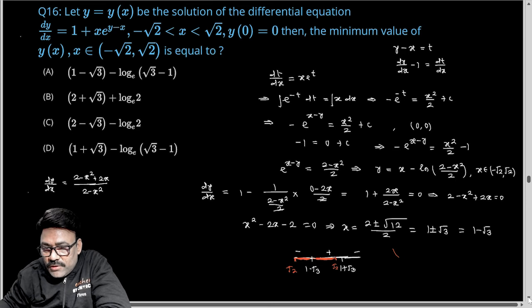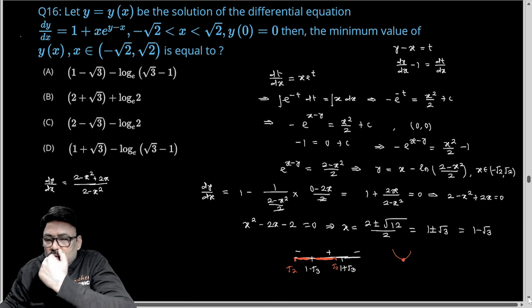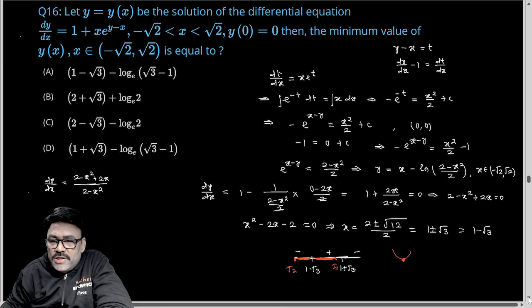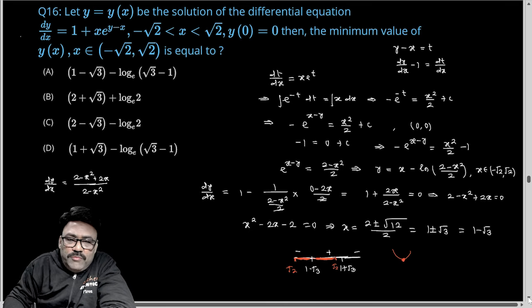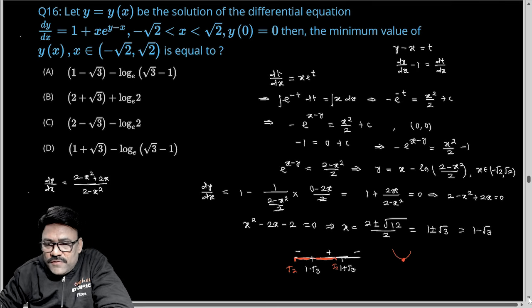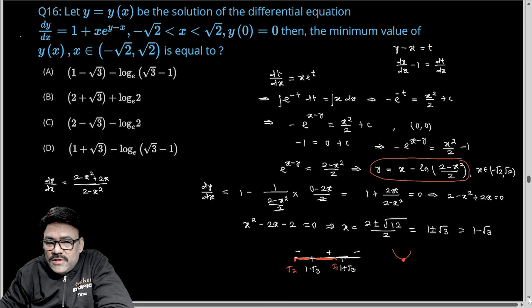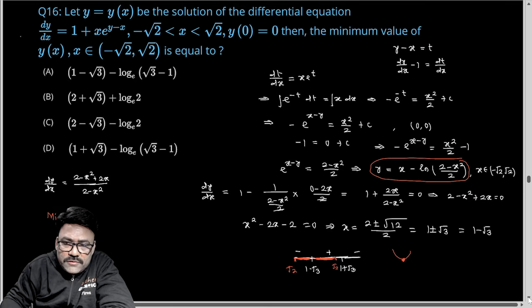Means first the graph is going down, then it is going up. First decreasing, then increasing. Obviously at 1 minus root 3, you will get the minimum value. So what will be the minimum of y? In this function, just put x equal to 1 minus root 3, and you will get the minimum value. The minimum value will be 1 minus root 3 minus log of 2 minus (1 minus root 3) whole square, by 2. This is the minimum value.